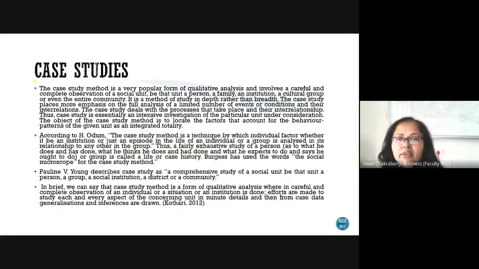Next type of tool that we have is case studies, which is a very popular form of qualitative analysis, which involves a careful and complete observation of a social unit. That unit could be a person, family, institution, cultural group, or even an entire community, right? Where you can have an in-depth study. It places more emphasis on the full analysis of a limited number of events or conditions and their interrelations, right? It deals with the processes that take place and their interrelationship. So it's basically an intensive investigation of a particular unit under consideration.